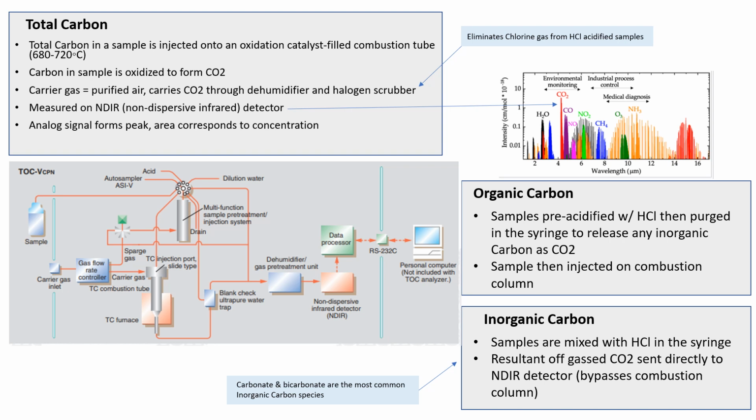If you want to measure just inorganic carbon, the instrument will uptake your sample into a syringe, and in the syringe it mixes in a known volume of hydrochloric acid and sparges. You're sparging off that inorganic carbon as CO2, and then it sends that CO2 directly to the NDIR detector. It completely bypasses the combustion column at this point.